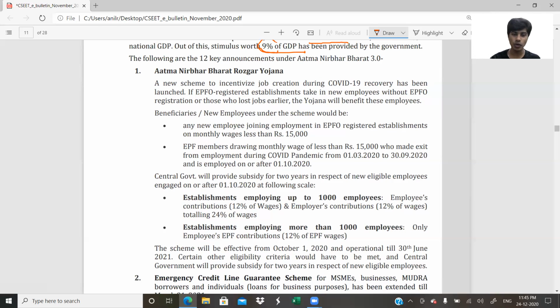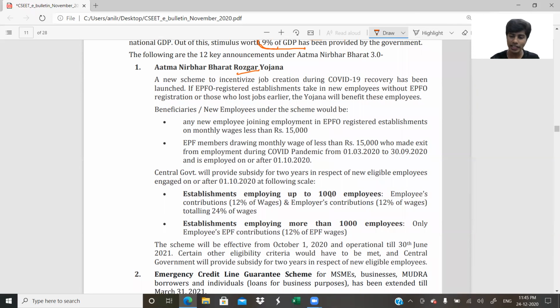So Rozgar is a word in Hindi which defines employment. So this is a scheme that is basically announced to make the employees a little self-reliant, or the employers to have a little more ease to run their business. So that's the point. Now, what is happening in this is they're basically talking about EPF, that is Employee Provident Fund. Now, what exactly is EPF?